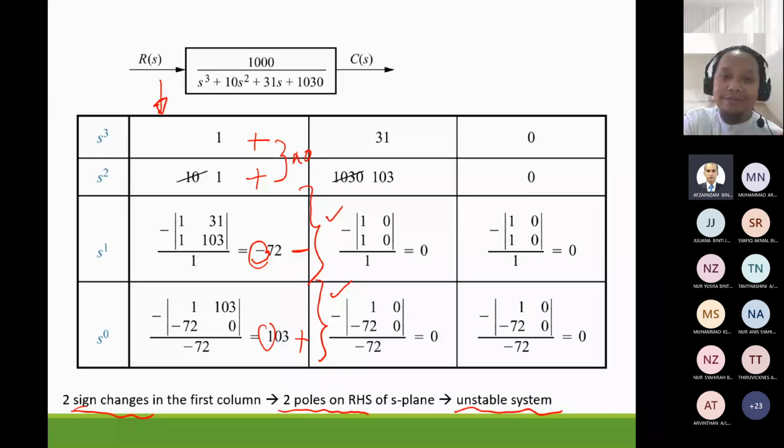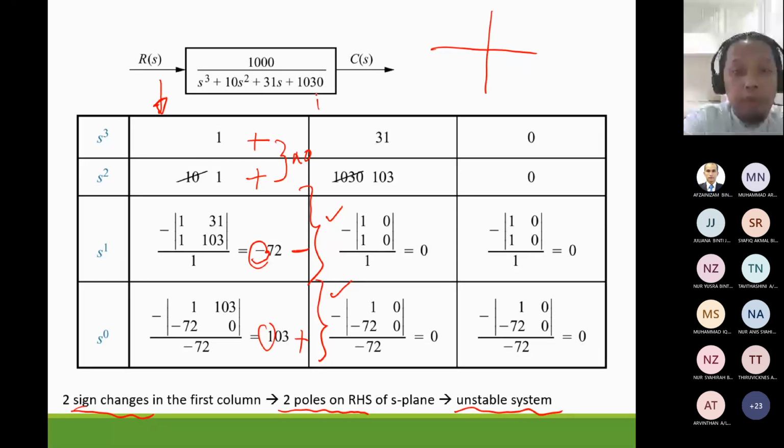Two poles on the right hand side of S-plane tu yang mana, Doktor? Two poles on right hand side. Okay, so dalam denominator ni kita ada s power of 3. So kalau polinomial tu s power of 3, maksudnya dia ada 3 poles lah. Okay, so sistem ni ada 3 poles. So we can determine the poles using calculator. Okay, kita boleh guna calculator untuk cari poles dia.